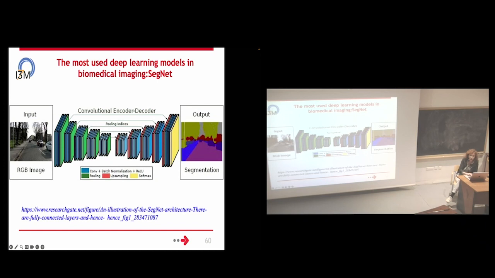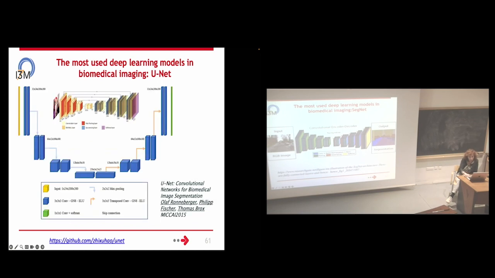The role of the decoder network is to map the low resolution encoder feature maps to full input resolution feature maps for pixel-wise classification. The novelty of SegNet regarding VGGNet lies in the manner in which the decoder upsamples its lower resolution input feature maps. Specifically, the decoder uses pooling indices computed in the max pooling step of the corresponding encoder to perform nonlinear upsampling.